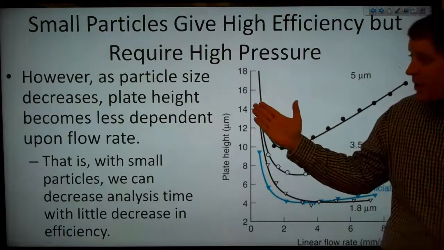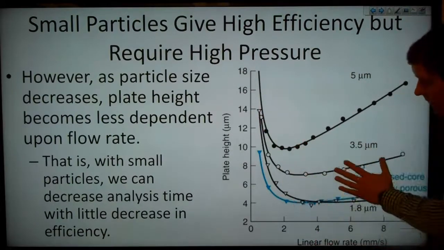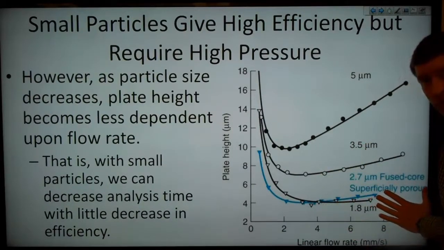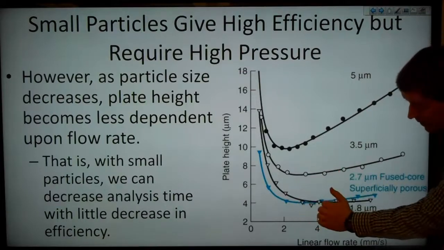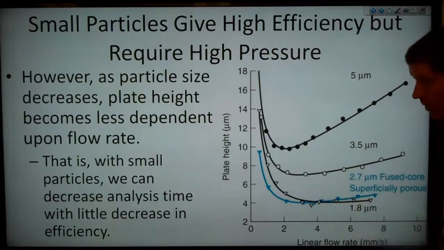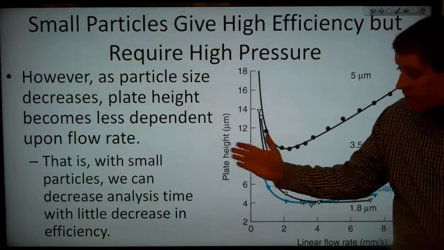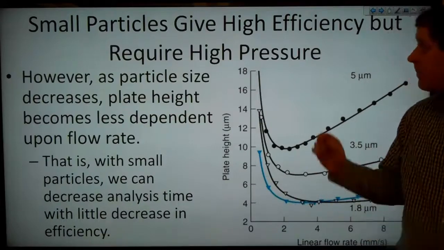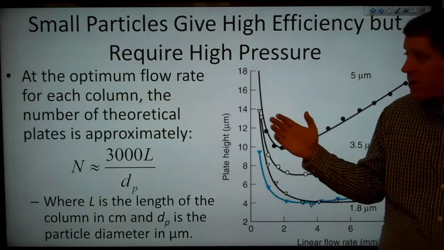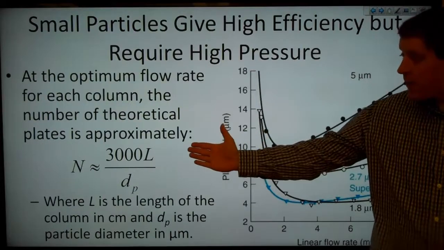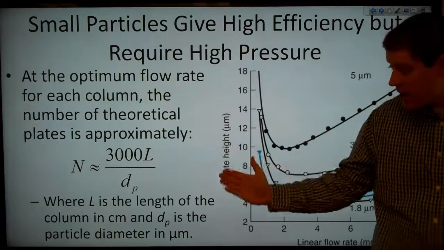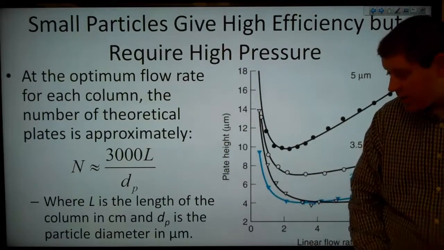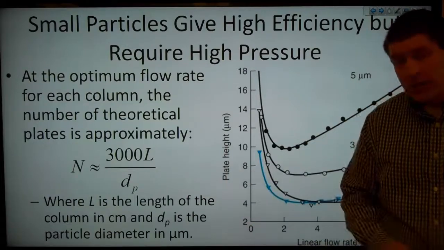However, as particle size decreases, the plate height becomes less dependent upon the flow rate, because now this higher flow rate side of our minimum value gets shallower and shallower at lower particle sizes. That is, with small particles we can decrease the analysis time with little decrease in the efficiency. At the optimum flow rate for each column, the number of theoretical plates is approximately 3,000 times L, the length of the column, divided by dP, and dP is the particle diameter in microns. Note that the length of the column is in centimeters.